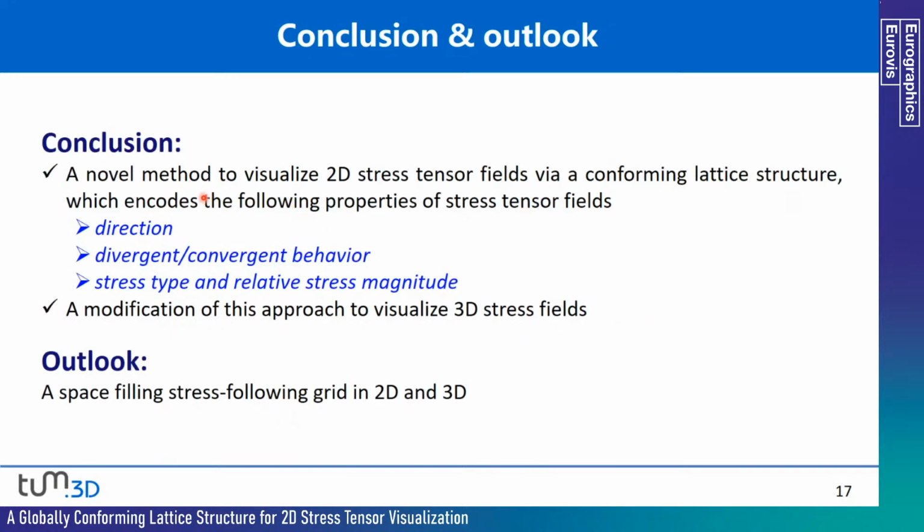In this work, we propose a novel method to visualize 2D stress tensor fields via a conforming lattice structure, which encodes the following features at the same time. Also, we finish a modification on this approach to visualize 3D stress fields. In the future, we plan to explore the possibility of generating a space-filling stress-following grid in 2D and 3D based on this approach.